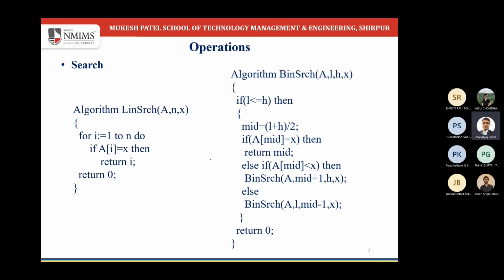So keep in mind, I am using a little complexity terminology. If you talk about linear search, the complexity would be order of n. Why order of n? In worst case, we may require n comparisons. Like suppose we are searching for an element which is present at the last position, or we are searching for an element which is not present in the list. In that case, we require n comparisons.